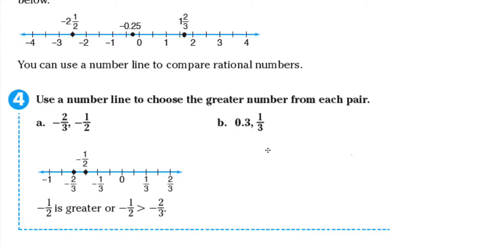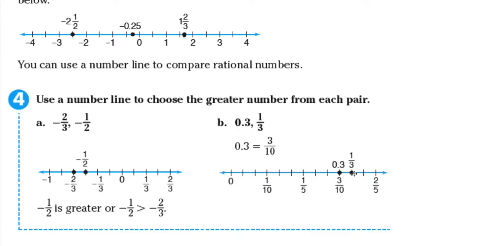In 0.3 and 1/3, we know that 0.3 is 3/10. Therefore we can graph 0.3 and 1/3 on a number line. And since 0.3 is to the left of 1/3, 1/3 is greater than 0.3.